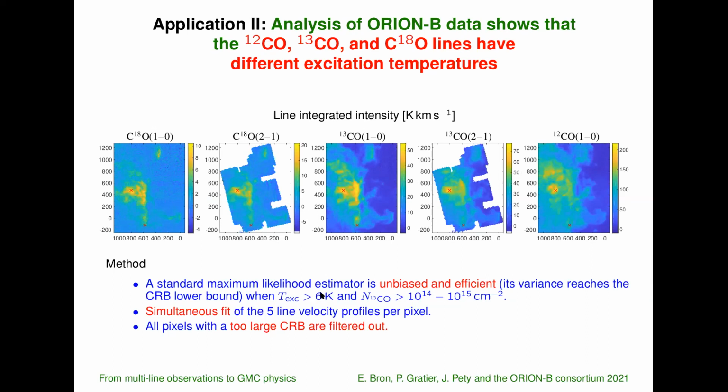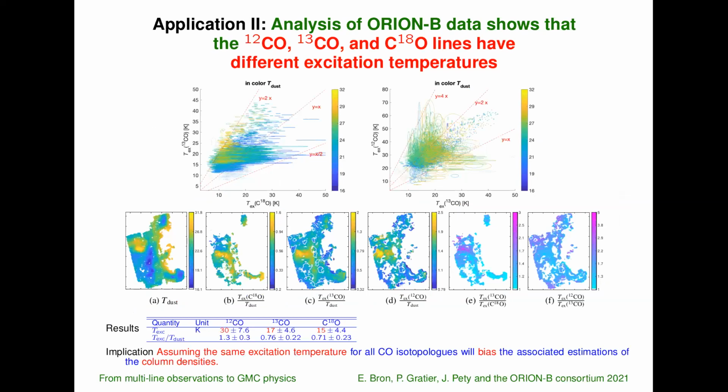So we just use a maximum likelihood estimator that we show is unbiased and efficient in the parameter space we will use. In the next slides, we will filter out all the pixels that have Cramér-Rao bounds that are much too large, for which it means that we can't extract any useful information. So first, I'm showing the excitation temperature of 12CO as a function of 13CO, and the excitation temperature of 13CO and C18O.